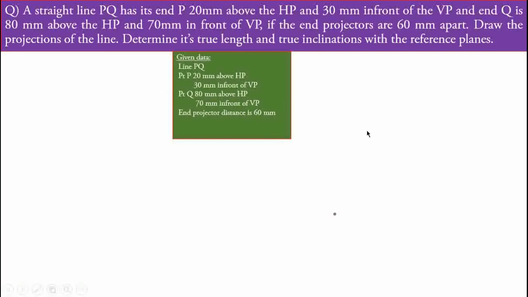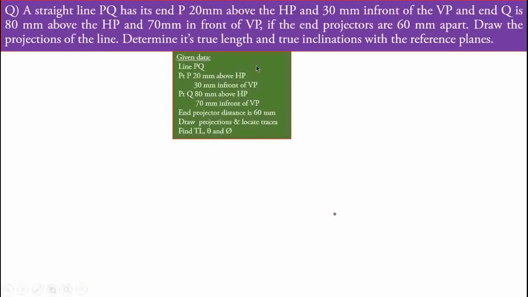Then they have mentioned to draw the projections. We have to draw the projections and locate the traces, and after that we have to determine the true length and true inclinations with the reference planes. The true length is nothing but the actual length of the line, and the true inclinations with the reference planes are nothing but alpha, theta and phi. So we have to determine the true length, theta and phi.